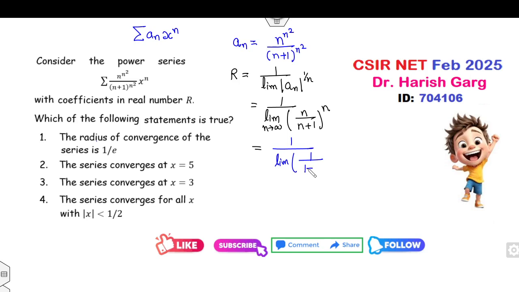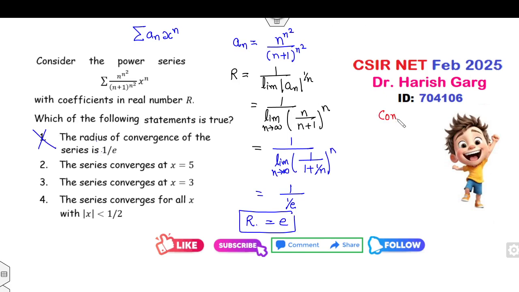I can write this as (1 + 1/n)^n as n approaches infinity. So this will be 1 over e. So the radius of convergence is e. Fine. So the first option is cancelled out.